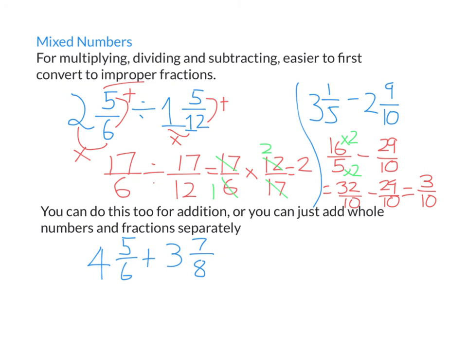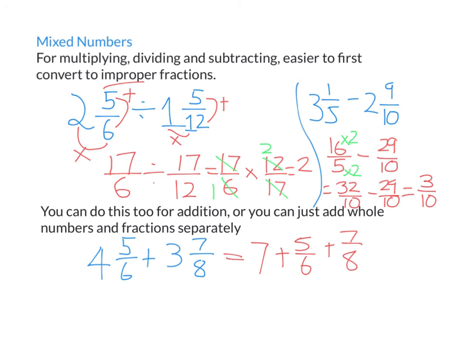So you can use the process of converting mixed numbers to improper fractions when you're adding. But when you're adding, you can do it a bit quicker. You can just go, for these two numbers here, you can just go 4 plus 3. So do the whole numbers first. 4 plus 3 is 7. And then add the fractions separately. So to add 5/6 and 7/8, the lowest common multiple of 6 and 8 is 24.